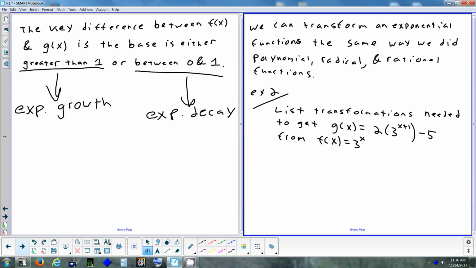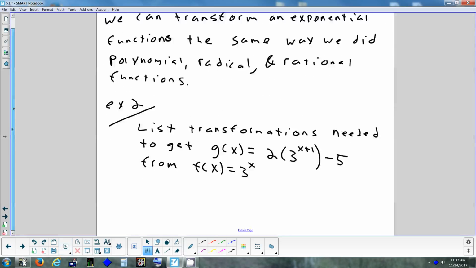Okay, so let's go through and see if we can figure out the transformations. Does everybody have what's on the left? Okay, so 3 to the x, that's the basic function you're comparing g of x to. Wyatt, could you tell me how many transformations are happening in g of x? 3. Yep, exactly. We've got 3 transformations happening.